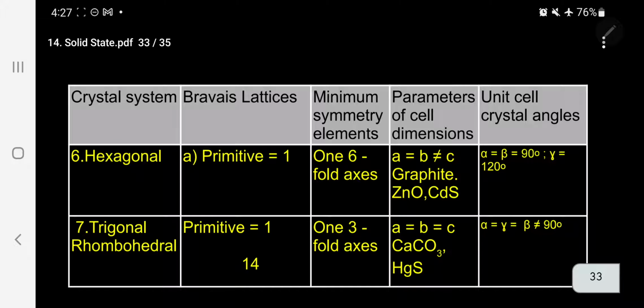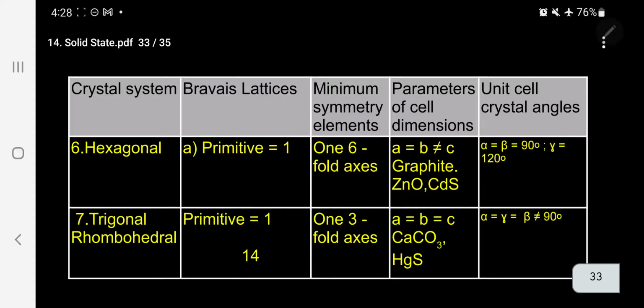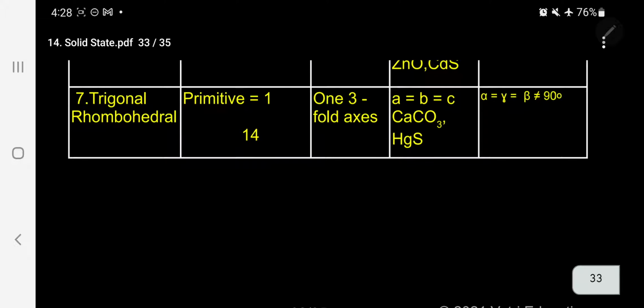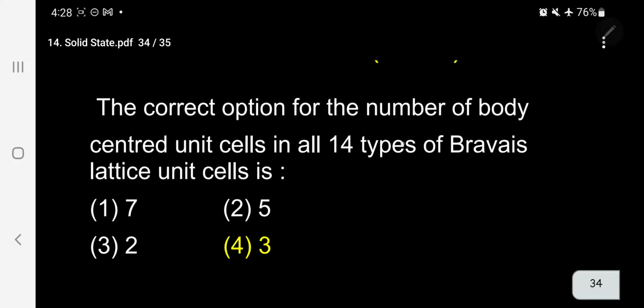And hexagonal, there is no body centered. And trigonal, there is no. So only 3 body centered lattices are present in the 14 Bravais lattices. So the answer is very, very simple. The answer is option 4, that is 3. The correct option for the number of body centered unit cells totally in all 14 Bravais lattices is 3. Please follow.